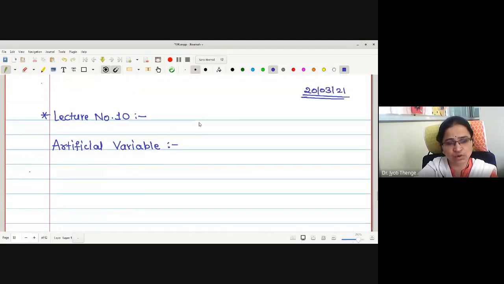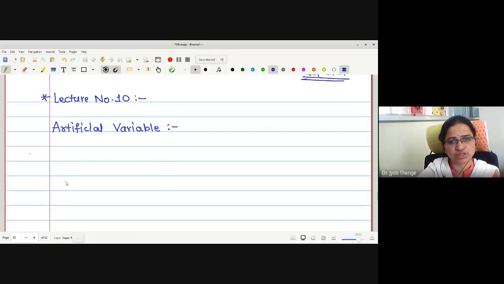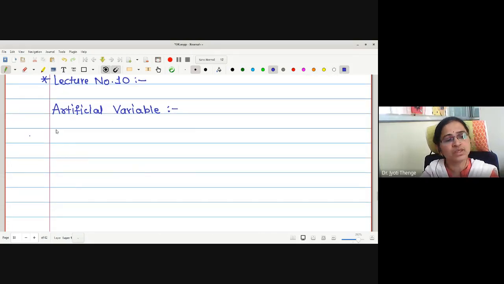In today's lecture, we are going to understand a new variable called an artificial variable. Two types of variables we have seen, slack variable and surplus variable. When we were using a slack variable, if the constraint is of the type less than or equal, we were adding a non-negative variable to the left called a slack variable. And if the constraint is of greater than or equal type, we were calling it a surplus variable. Subtracting a non-negative variable from the left hand side will give us the equation.